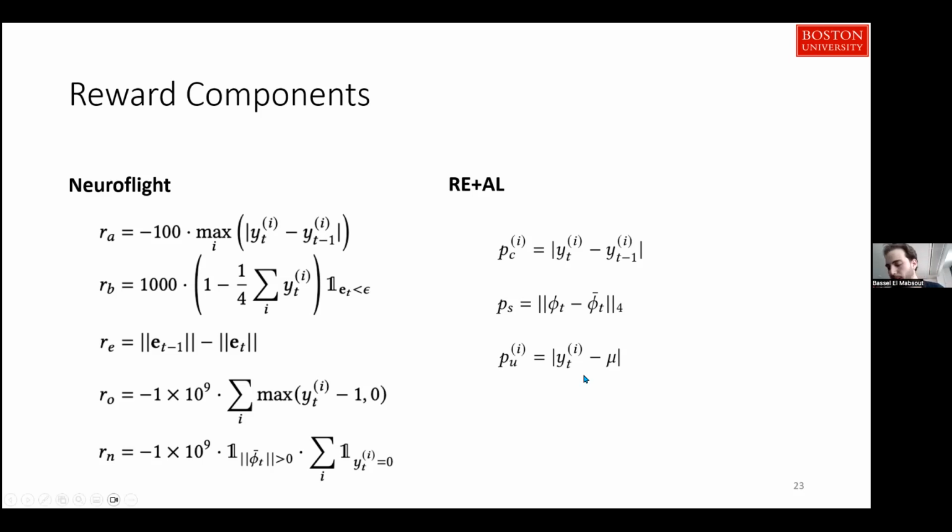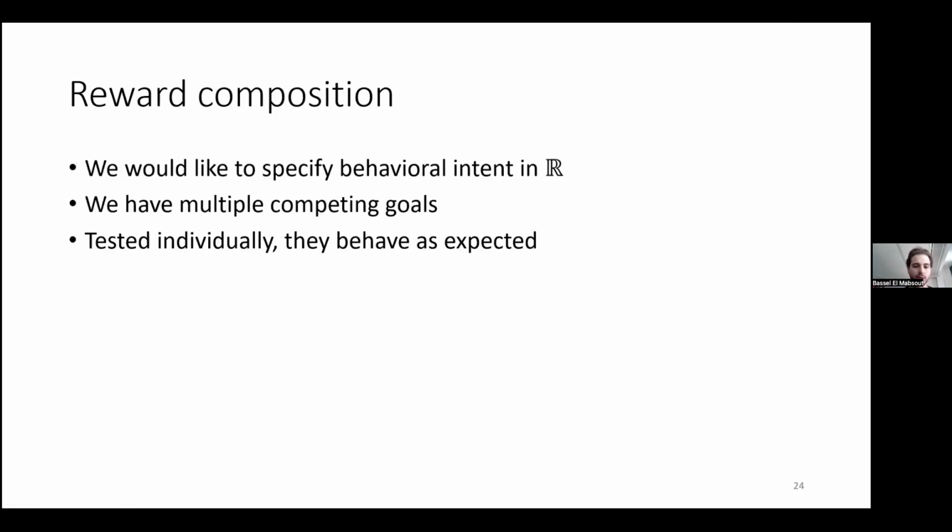And this is the reward component that penalizes this. So how were we able to simplify the reward structure to the following and get the drone to work in the way we want it to? Well, it was all about reward composition.